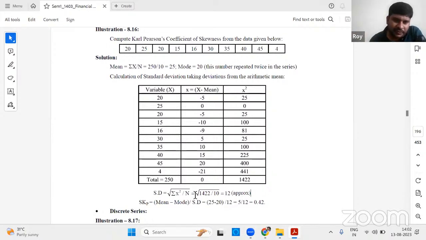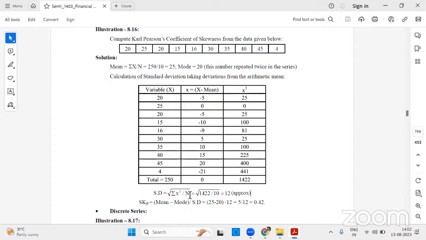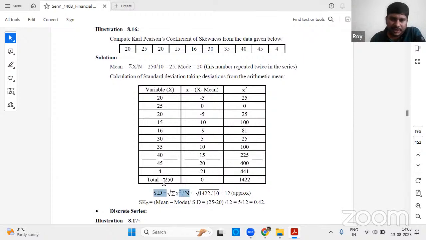I think people forget, so I'm telling you. There are two models for calculating simple standard deviation. One uses the mean, which we call the actual mean. Another model to calculate it is by using the assumed mean.